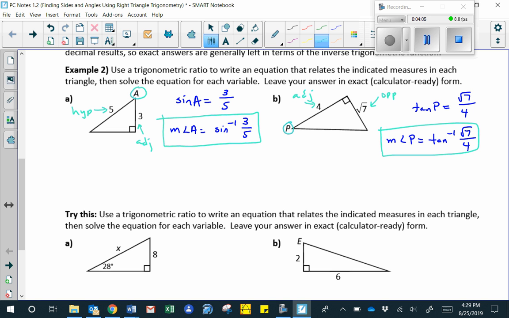Try the two examples below. Here are their solutions.